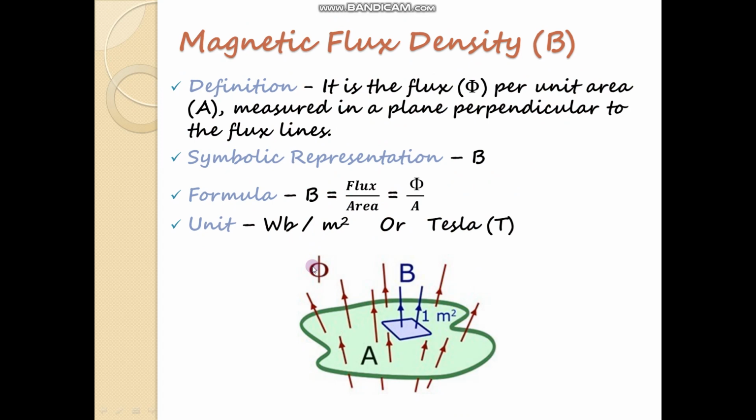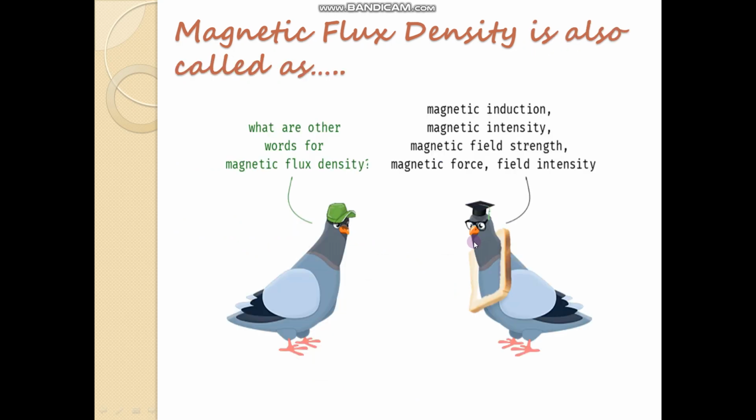Next is the magnetic flux density. It is the flux per unit area which is measured in the plane perpendicular to the flux lines. Means what? See, the flux lines are moving vertically and we find the flux density horizontally. The symbol for the magnetic flux density is B. It is denoted by the letter B and it is given by flux divided by the area. So its unit is Weber per meter square or another unit is Tesla. Now the flux density is also called the magnetic induction, intensity, field strength, force, etc.